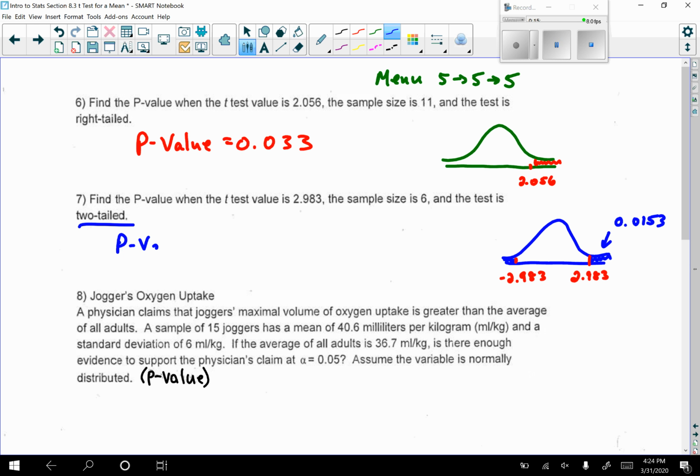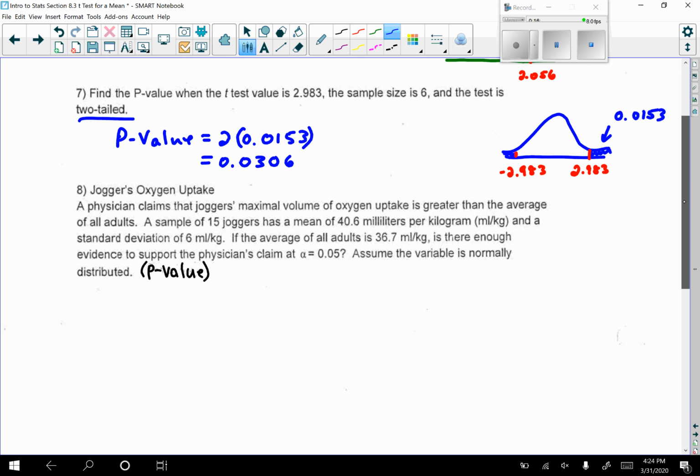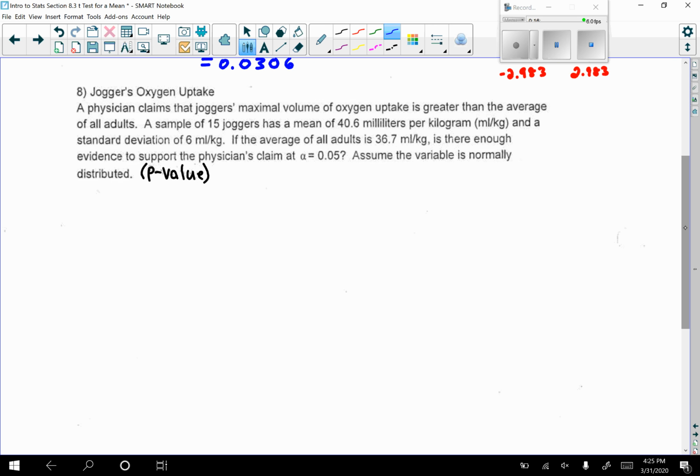So our p-value is going to be double this 0.0153, which gives us 0.0306. All right, so again, revisiting the p-value, the only thing that's different is we're using the menu 555 or menu 556 with this. All right, so our last in-class example, again, if you want to pause this and try this on your own and then check the steps, feel free to.